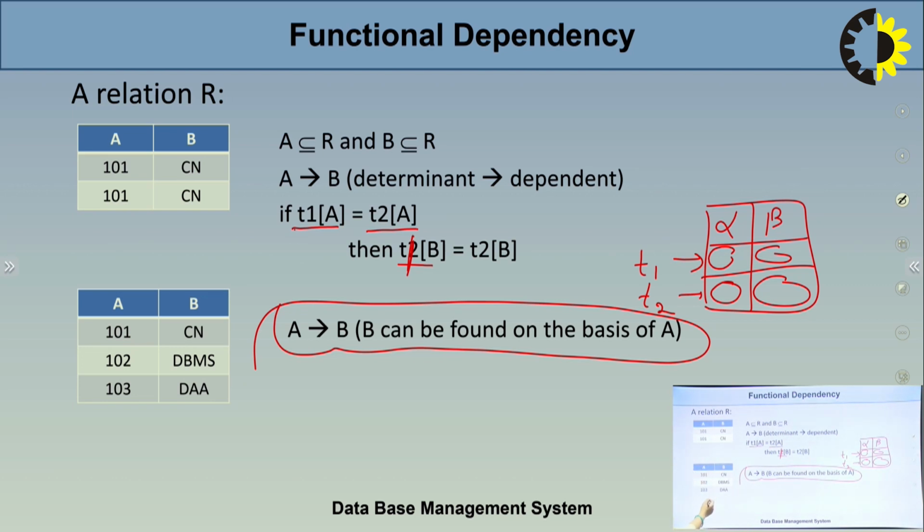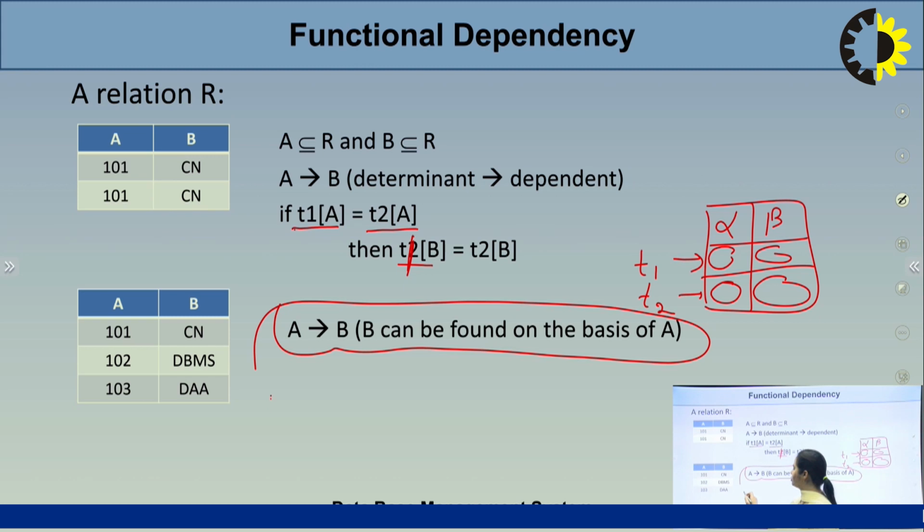This is another example of functional dependency. Here, with the help of A, I can search the value of B. So here is also a functional dependency, A tends to B.